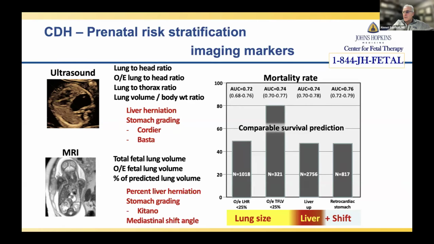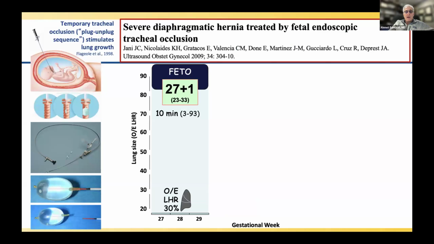And what is the most important thing is where your expertise is. So in centers that have marked expertise with MRI, the MRI prediction might actually be better. Now, for a subset of patients, there is prenatal treatment, and that's the fetoscopic tracheal occlusion.